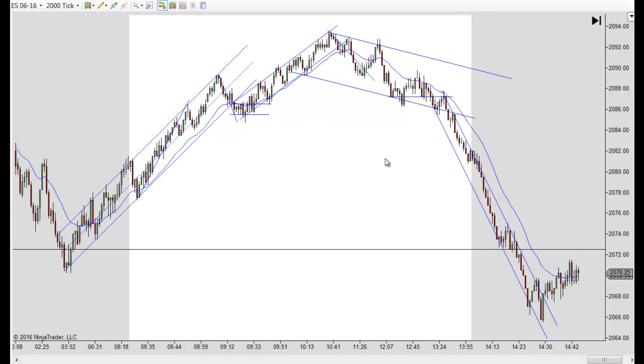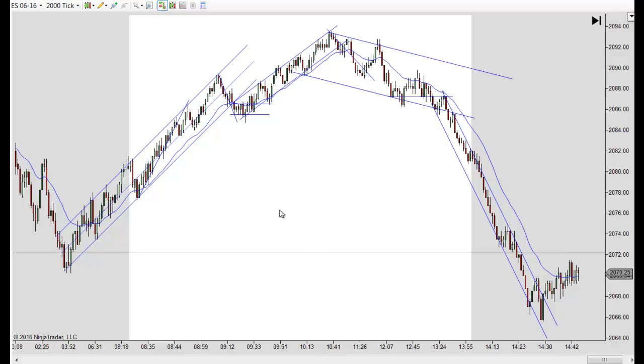But anyway, I just wanted to throw this in at the end so you got a chance to just see what my chart looked like for the day. But I'm not going to spend any more time on it.